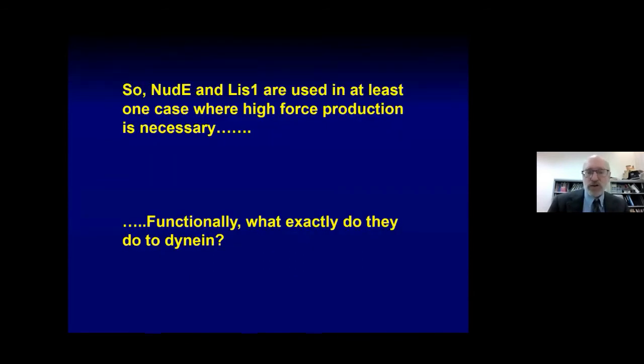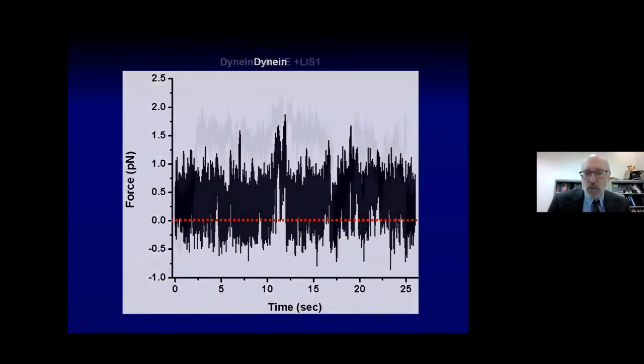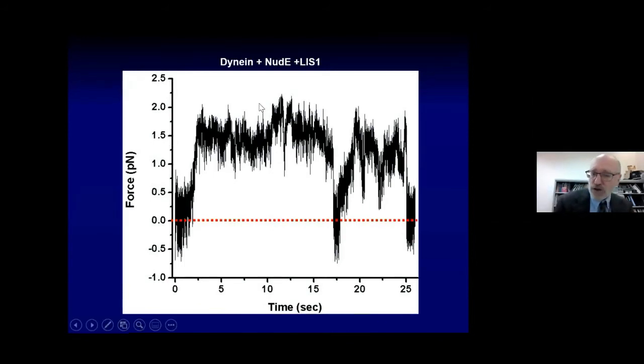NudE and Lis1 are used in high force production events. And what do they do to dynein? Well, Richard Vallee was able to reconstitute this, and we were able to study it in vitro at the single molecule level. If you look at dynein alone, it produces forces on the order of 1 piconewton. The duration of the force production events is a second or two, not that long. When you make a complex of dynein with NudE and Lis1, you can suddenly get these very nice long force production events. You don't change the maximum force, but you change the duration a lot.